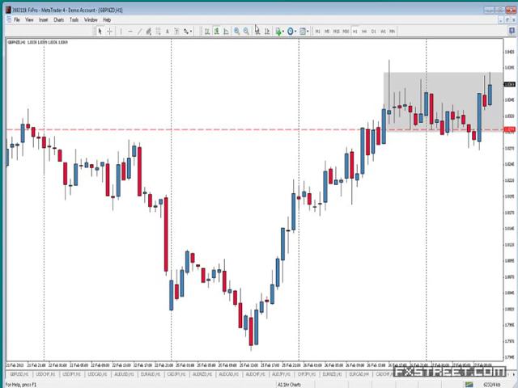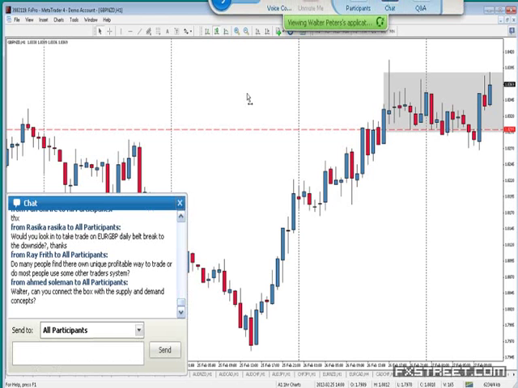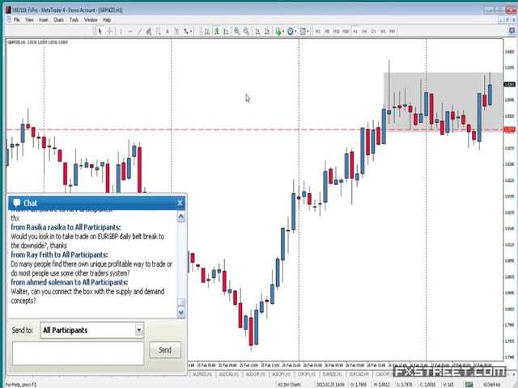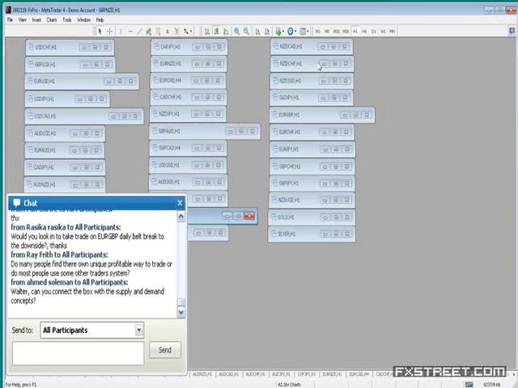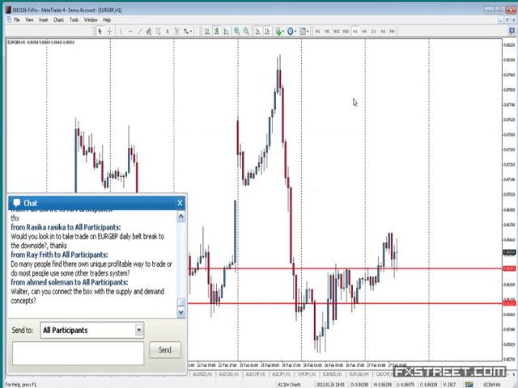Would you look to take a trade on the Euro Pound daily belt break to the downside? Yes. I sent out an email about that, Rasika. I don't know if you're on any of the lists, like the personal trading program or the daily trader, but it's all out there. So let's take a look.